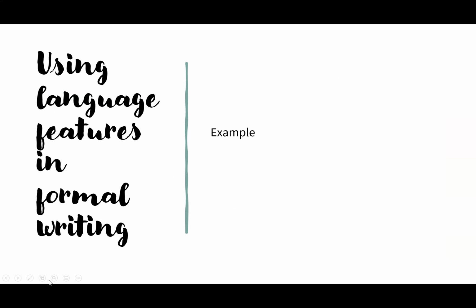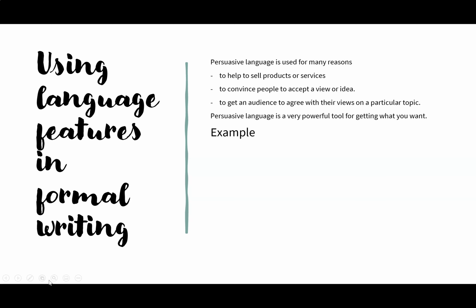Okay, so when you're using language features in formal writing, you want to just think about a couple of things. And so first of all, formal writing often means that you include persuasive language. And so when we think of formal writing, we're really thinking of writing in a particular kind of form, and often that has persuasive elements. So you might want to sell products or services, you might want to convince people to accept your view or your idea, or you might want to get the audience to agree with a particular view on a topic or to disagree.